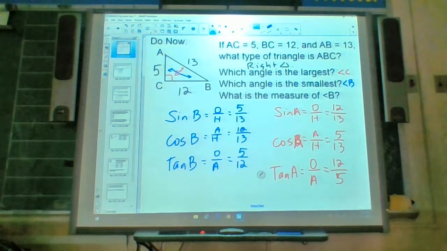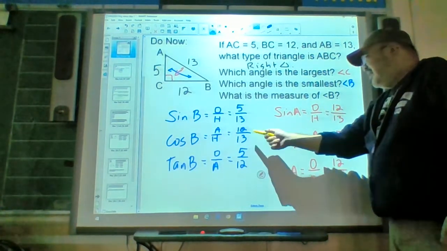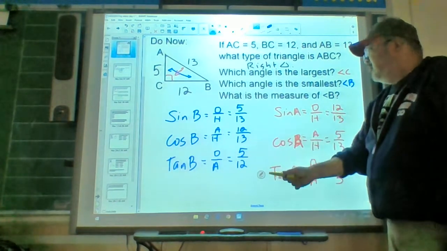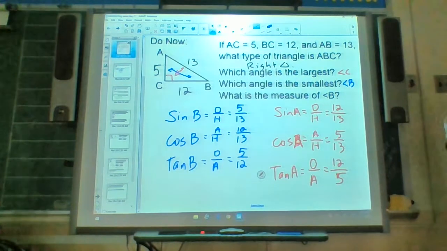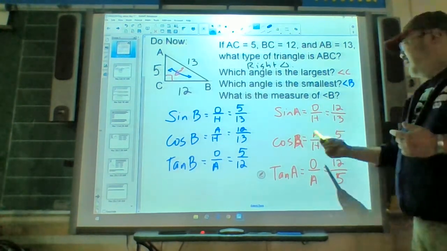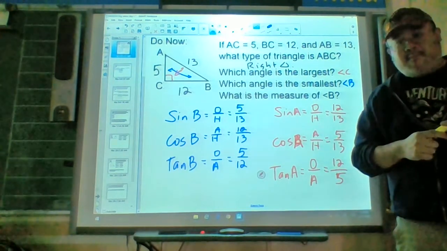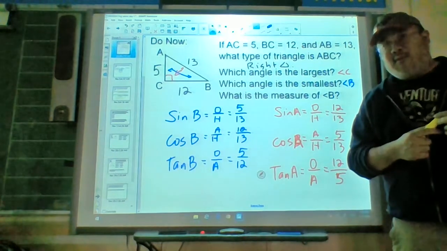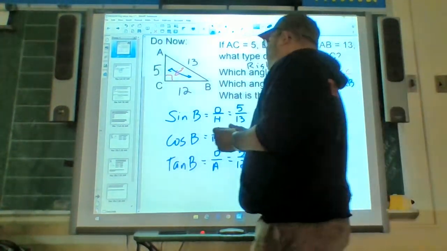And we see in this case there's something that comes up here. We notice that the 12 over 13 is the same value here. So the sine of A equals the cosine of B. And the cosine of A equals the sine of B. We have a special name for these things because we see in this case they both have the same value, but we don't know what the angle measures are. Well, to find the angle measures, what we're going to do is talk about their relationship. Let's take a look.